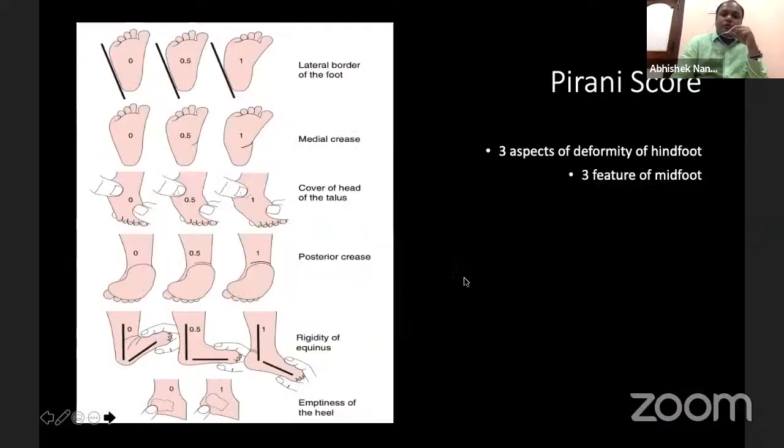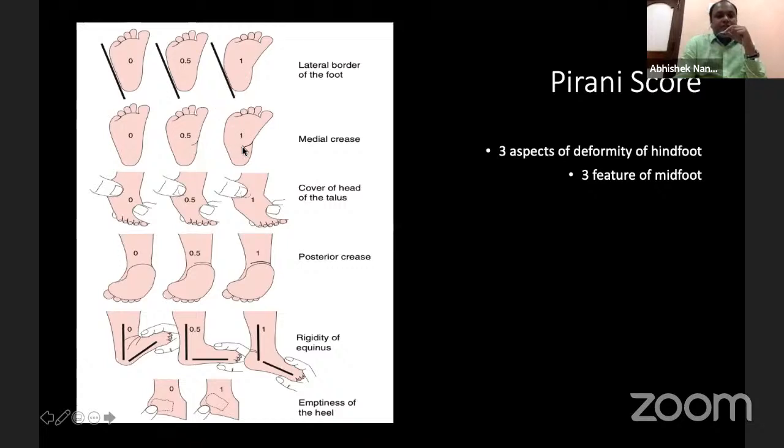So coming to the more common scoring which we do, the Pirani scoring. We see the lateral border of the foot, the medial crease, and the talus head. These are all the medial midfoot scores. The hindfoot scores are the posterior crease, rigidity, and emptiness of the heel. So we are assessing if the lateral border of the foot is straight, we say it is 0. If the middle of the foot touches, we say 0.5. And if nothing touches, only the end of the heel touches, we say it is 1.